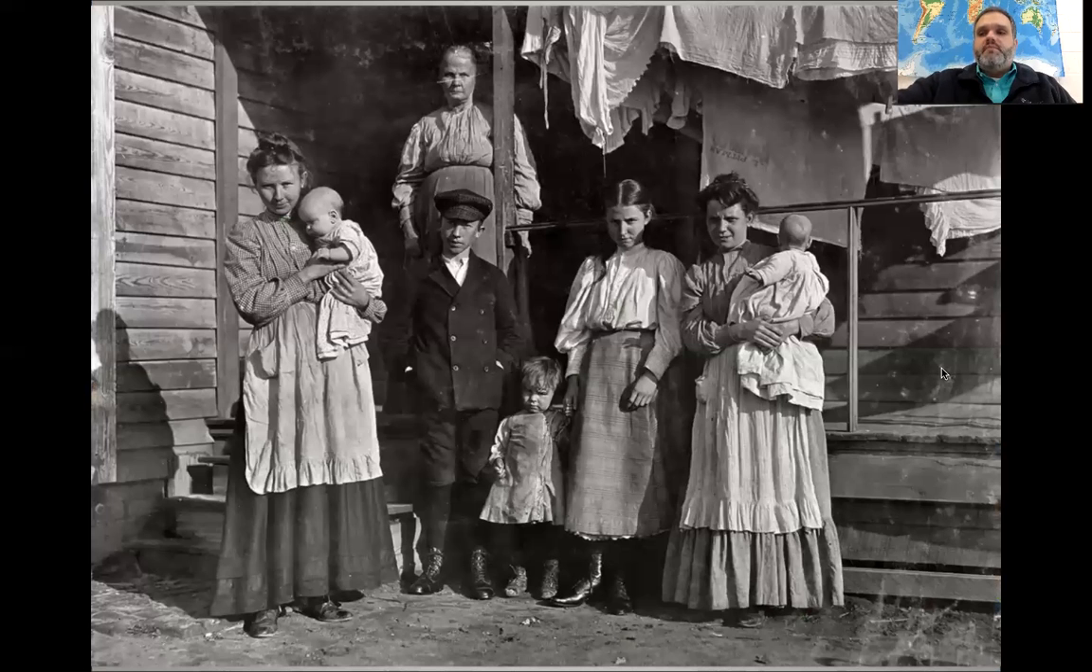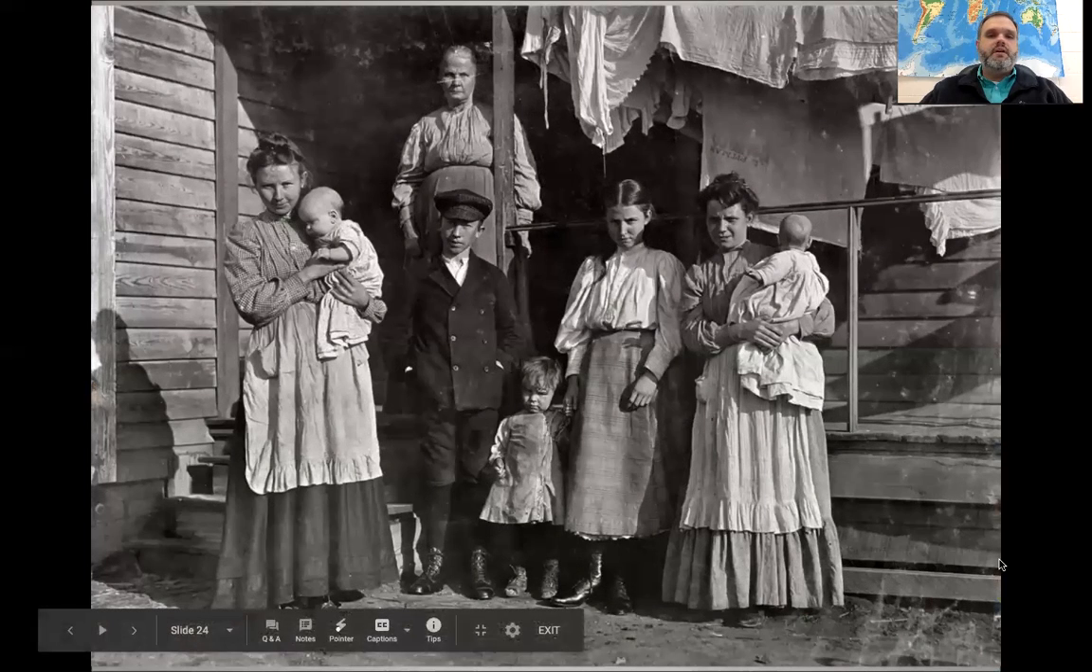Here's a middle class family. This is, I believe, a family in South Carolina, but it looks like they've come together and built a home for themselves. They have clothing, they have a place to live. So this would be considered a middle class family. This is a picture from 1908 from Dillon, South Carolina.